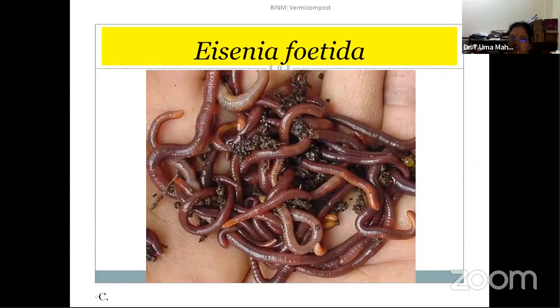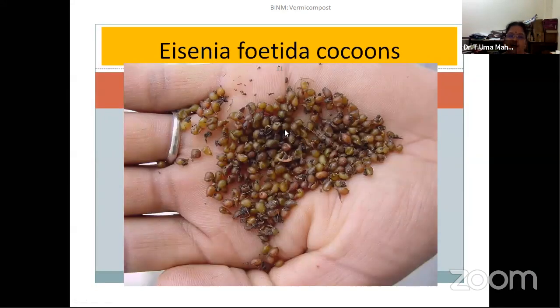This is Eisenia foetida, which we call a red worm or pink worm, dark pinkish in color. Here you can see the earthworm has a clitellum, a dark, thick area from which cocoons are produced. This is an adult earthworm. Then these are the cocoons, which the earthworm produces from the clitellum; they look like coriander seeds and are brown in color. When they reach the adult stage, they produce such cocoons.